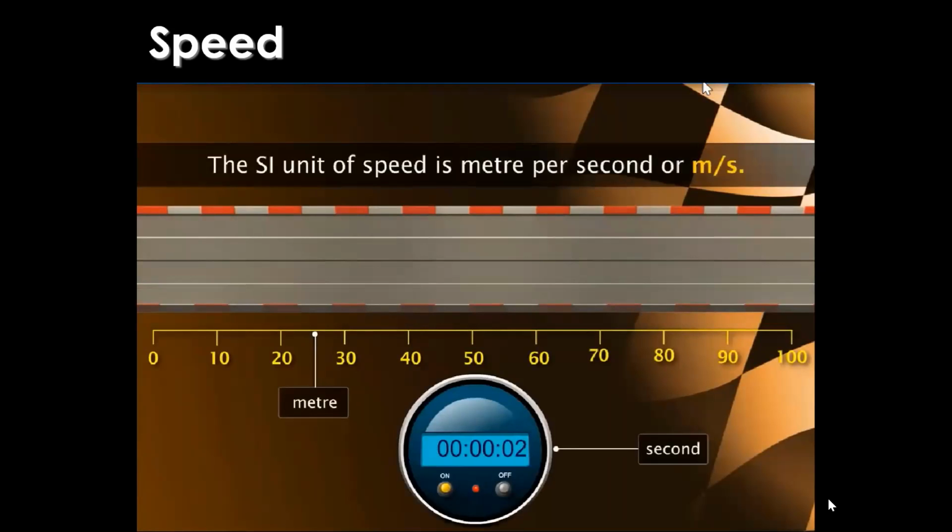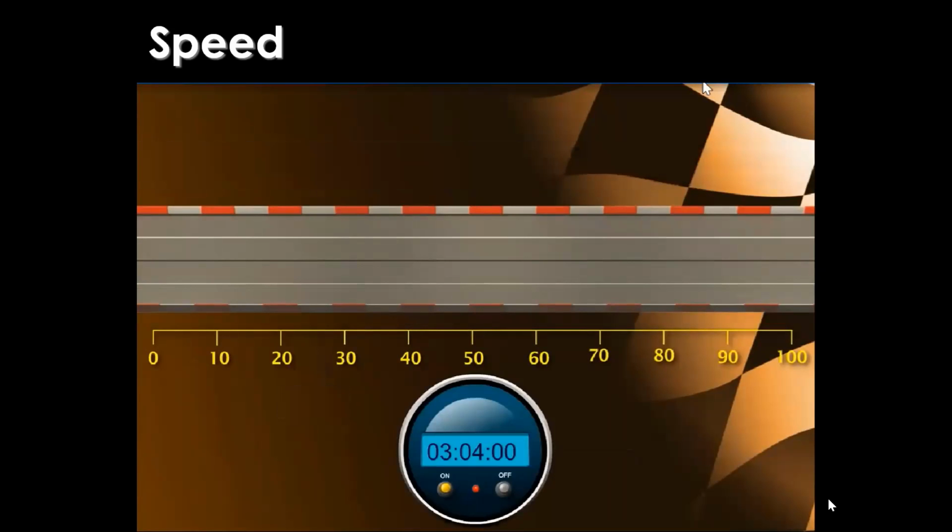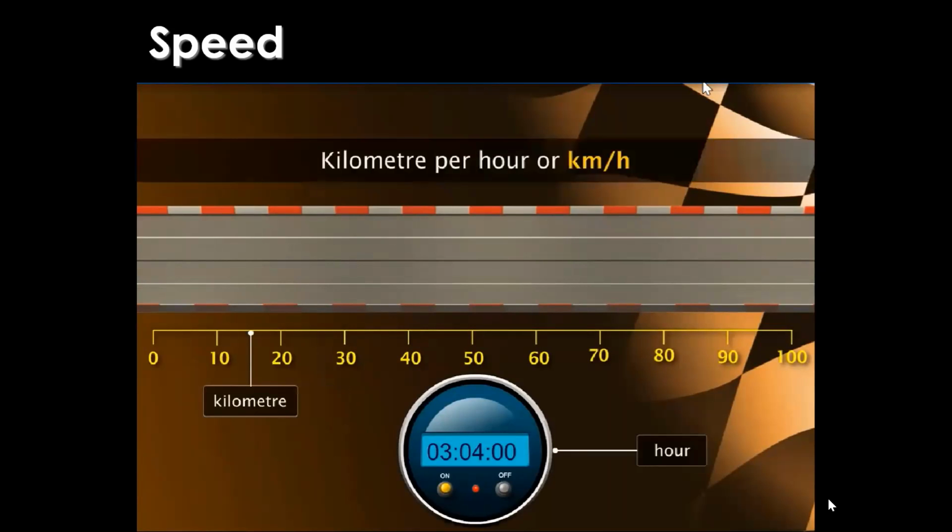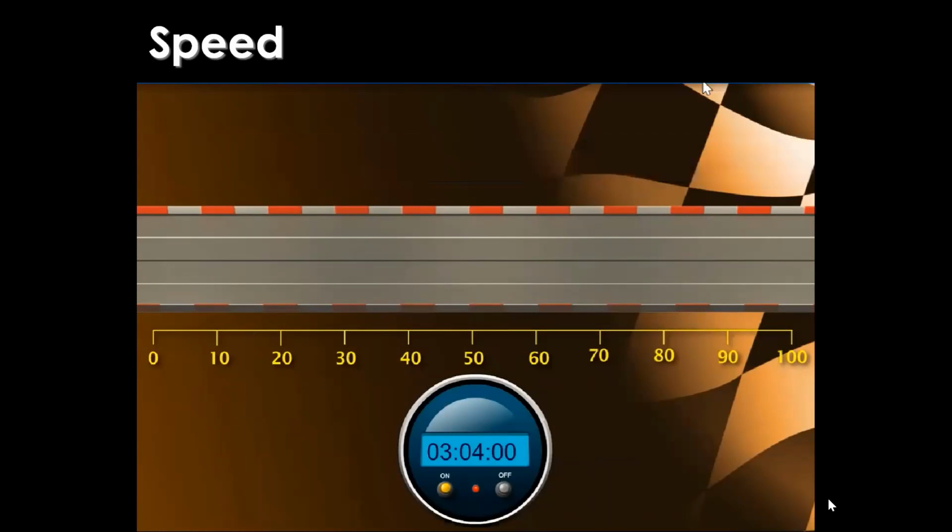Whereas in practical situations where we cover longer distances, distance will be measured in a bigger unit called kilometer and time will be measured in hour. Therefore, the unit of speed will be kilometer per hour. But while solving our problems, we'll measure it in meter per second. Let's analyze the speed of both the cars to predict who is going to be the winner.